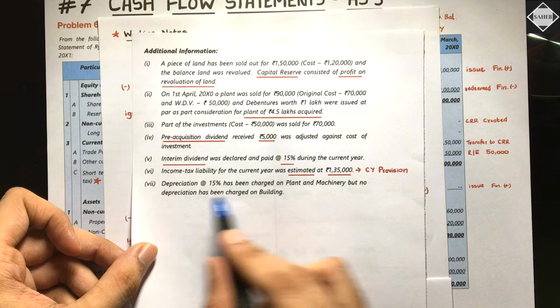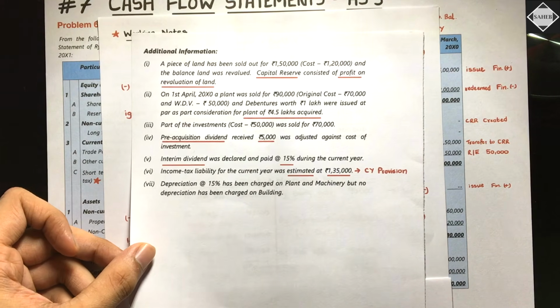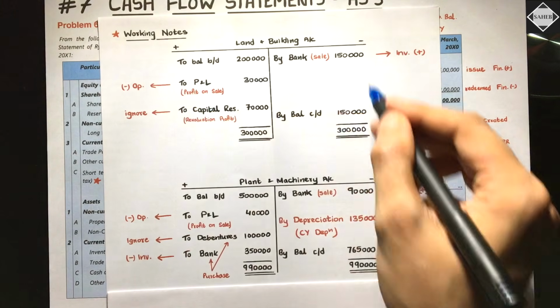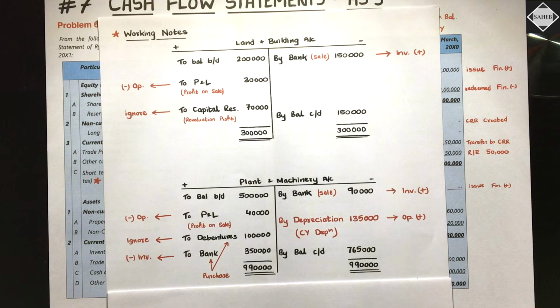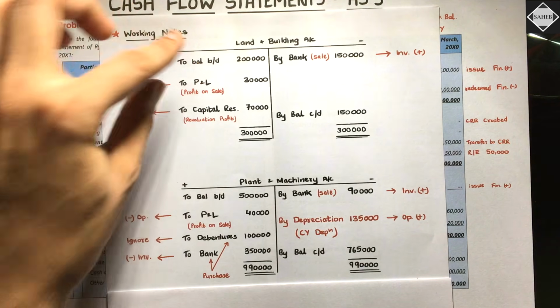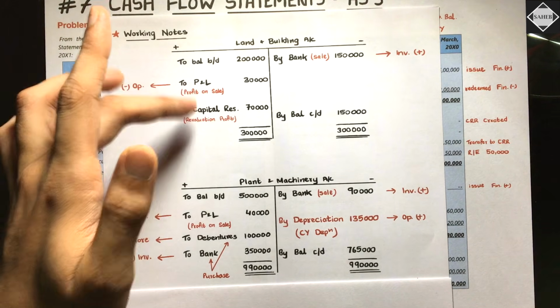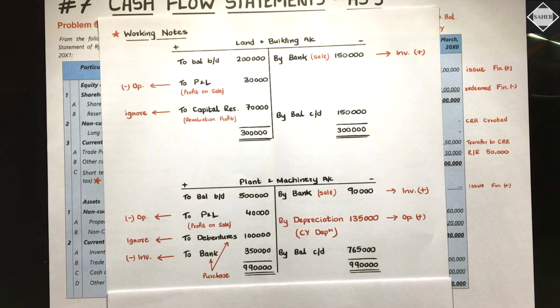Yeah, plant and machinery depreciation is also done. And then they are saying no depreciation has been charged on building. What about this? Have we charged any depreciation over here? No, isn't it? Everything got balanced out just by taking the profit on sale and the revaluation profit. Yeah, this was the balancing figure. Which one? This capital reserve, isn't it? Yes. No depreciation in land and building.